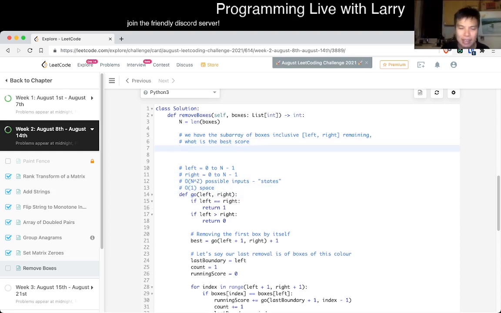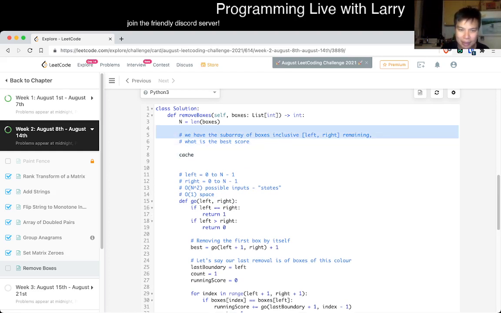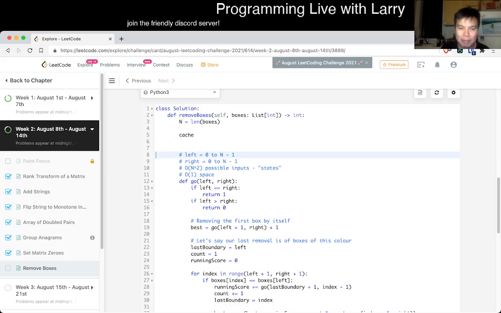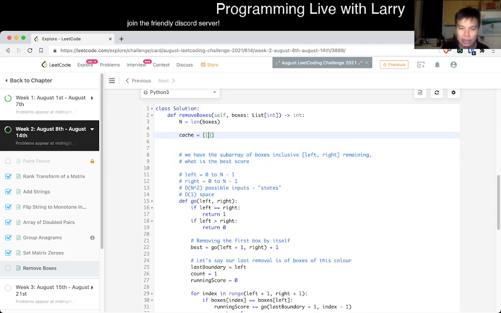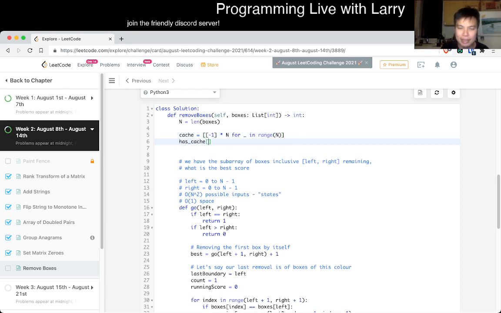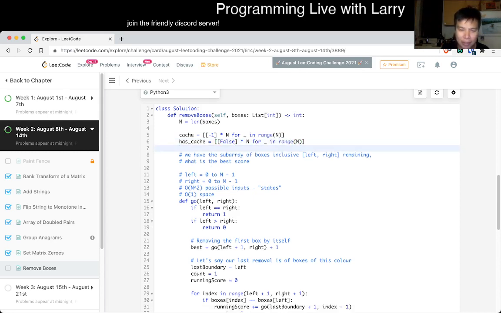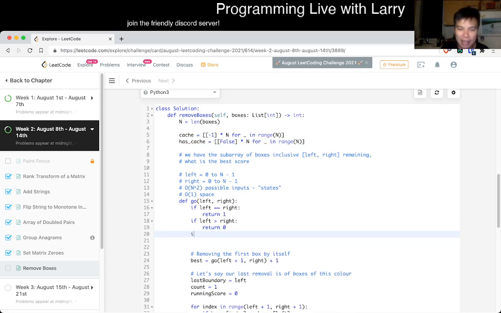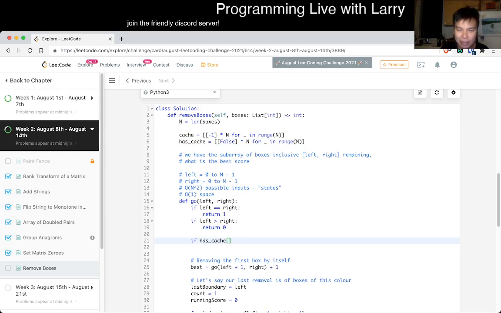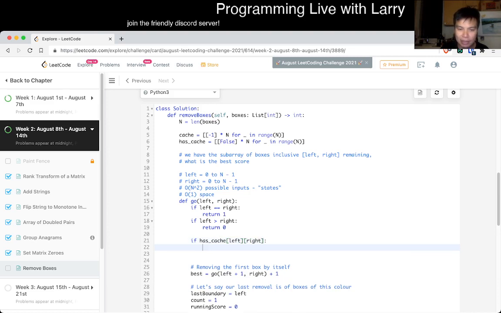So here we have two things. I always try to write it this way. Let me actually put these comments closer to here. But yeah, so we have cache is equal to, doesn't really matter, but this is just an n by n array, and then you have has cache is equal to the boolean of the same thing. I don't know why I wrote boolean, but I think because I was saying boolean. So then now the caching becomes a little bit easier, because then it's just if has cache of left right, then return cache of left right.